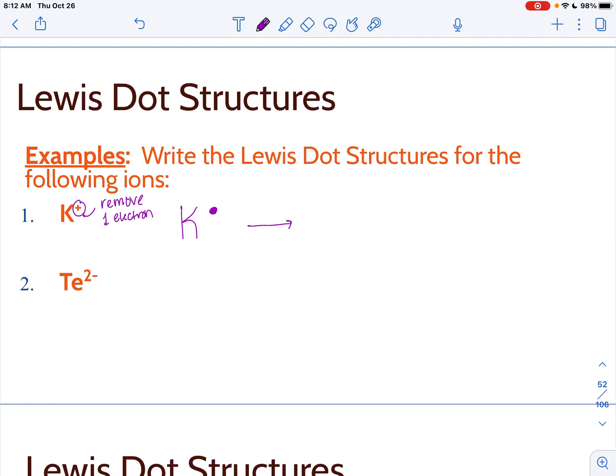So when I go here, I'll draw it without the dots. And then I put the brackets. And I just copy the charge to the outside of the brackets.